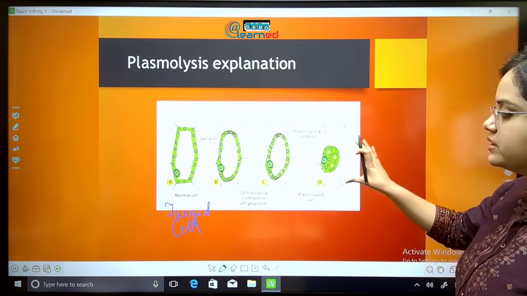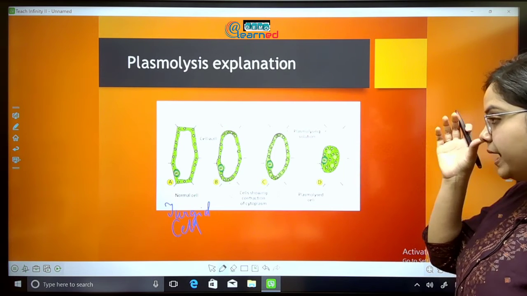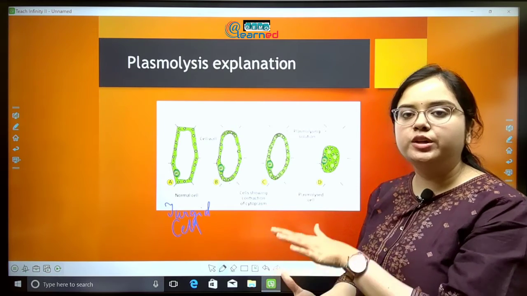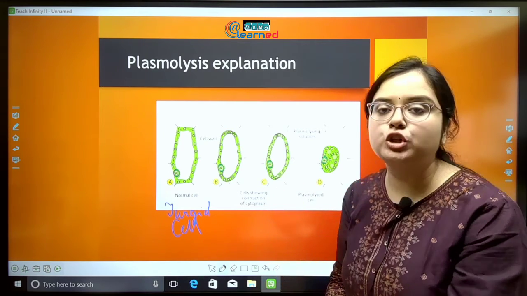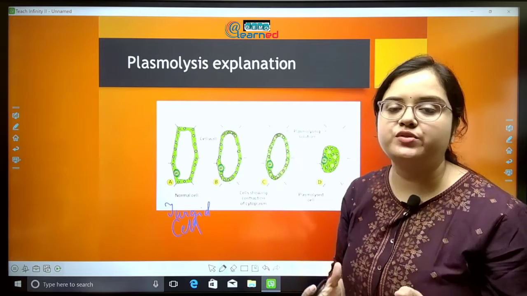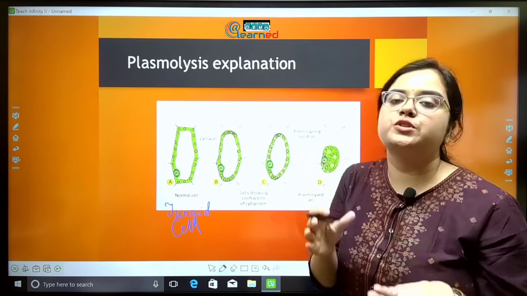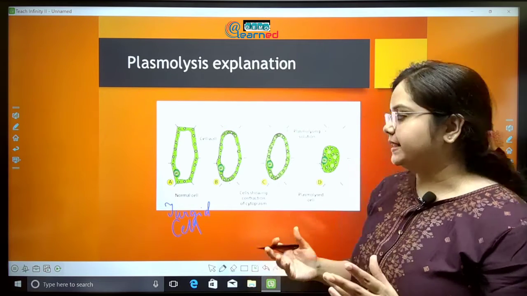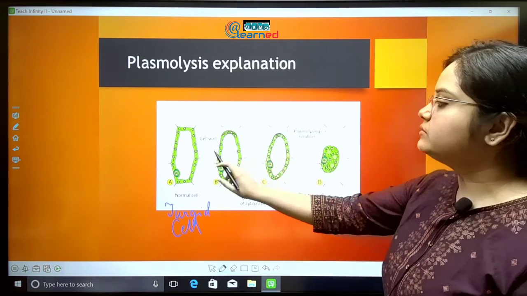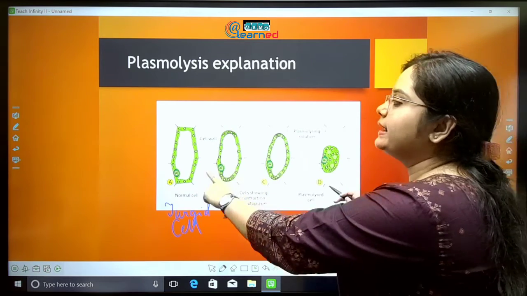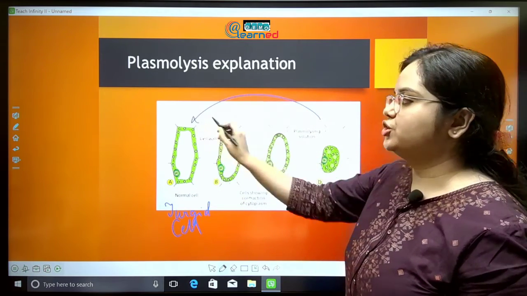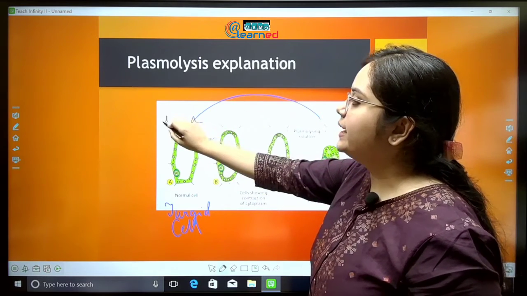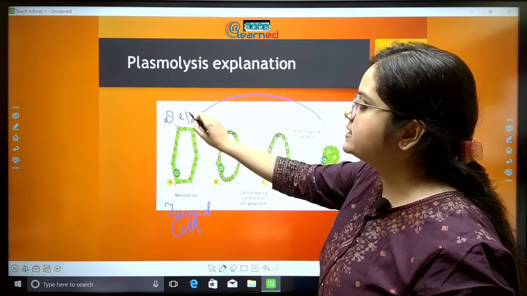If you take this cell up from the hypertonic solution and place it in a normal cellular medium, again in a hypotonic solution where there is more water and less solute, then what will happen? Endosmosis will take place. Water will enter from the medium into the cell. So, at that time it will gradually revert back to its original position. Finally it will become the deplasmolysed cell.